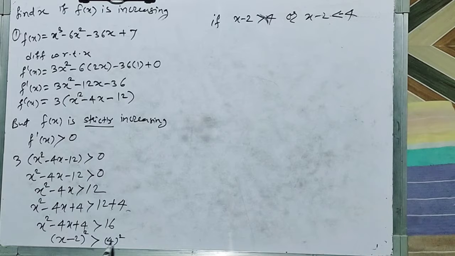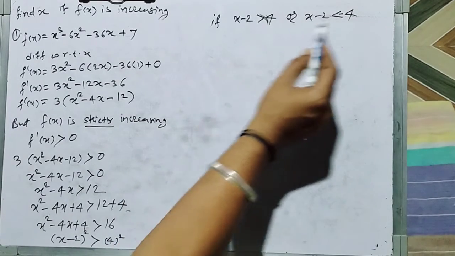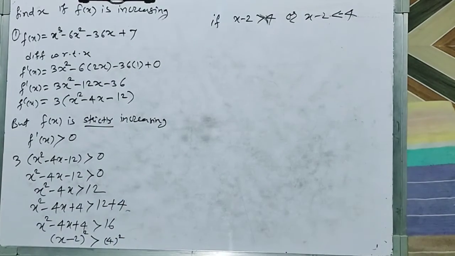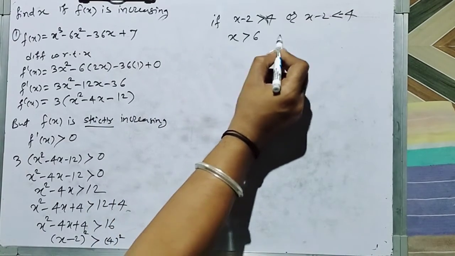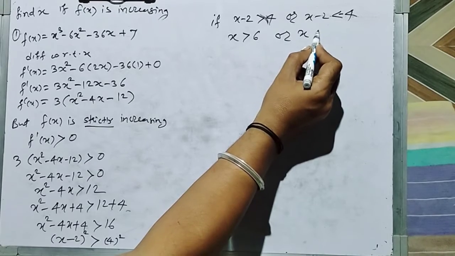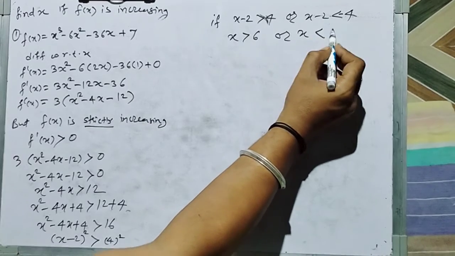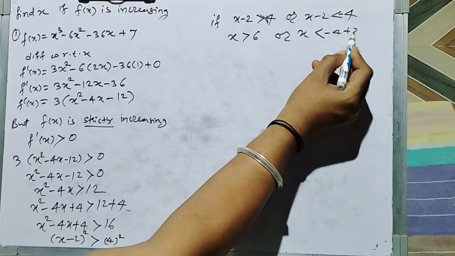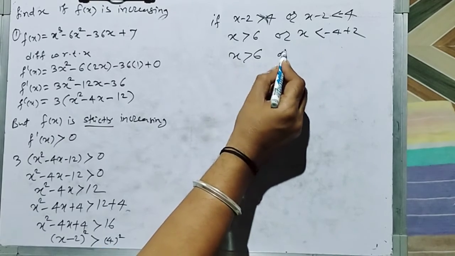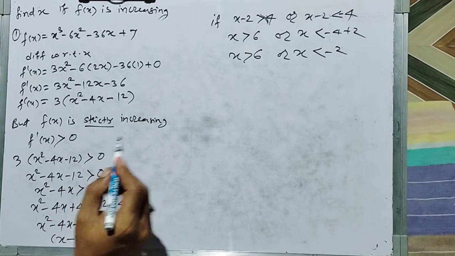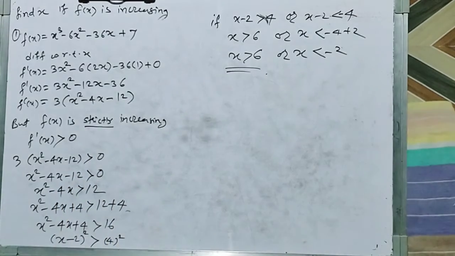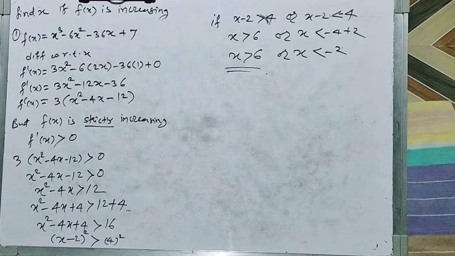Here, 4² means we are taking the square root, so the square root must be plus or minus. For a positive value, this value is greater than 4. For a negative value, this value is less than -4. So this implies x is greater than 6 or x is less than -4 + 2, that is, x is greater than 6 or x is less than -2. So this is the required solution.